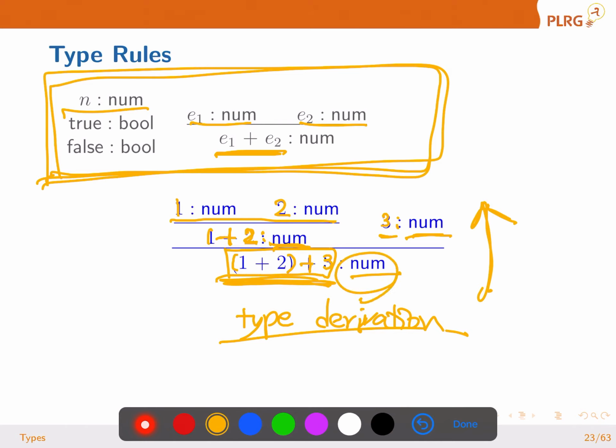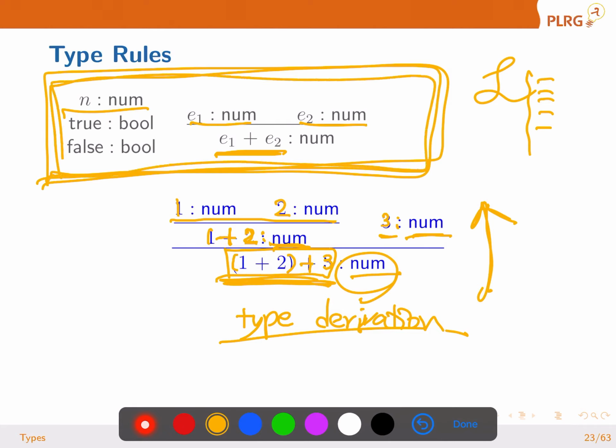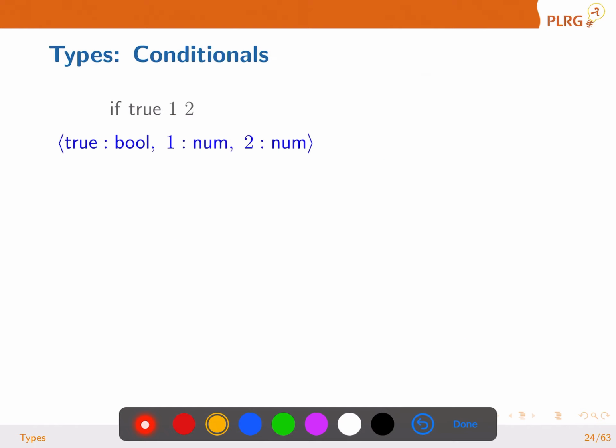In the final exam, we may have some weird expression language. It may have several language constructs. We may give you some typing rules and give you some expression and ask you to write down the type derivation.